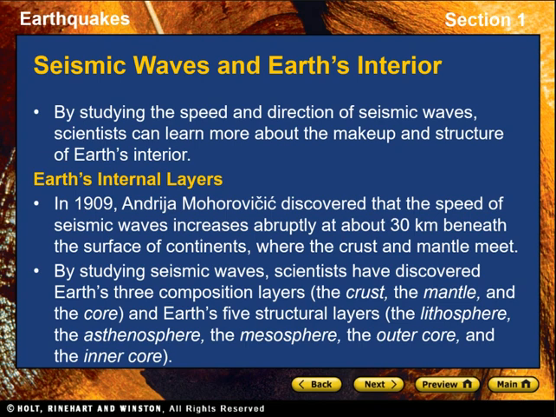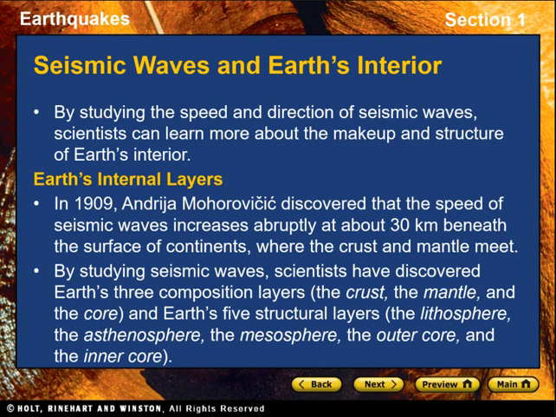Earth's internal layers. In 1909, Andrija Mohorovičić, a Croatian scientist, discovered that the speed of seismic waves increases abruptly at about 30 kilometers beneath the surface of continents. This increase in speed takes place because the mantle is denser than the crust. The location at which the speed of the waves increases marks the boundary between the crust and the mantle. The depth of this boundary varies from about 10 kilometers below the oceans to about 30 kilometers below continents.